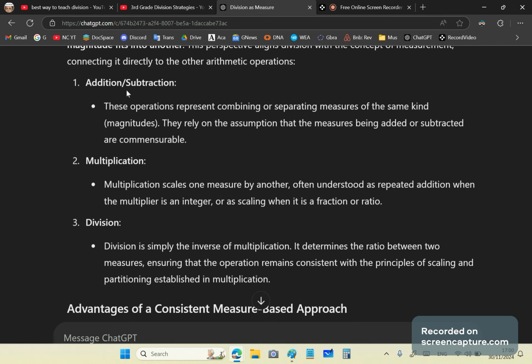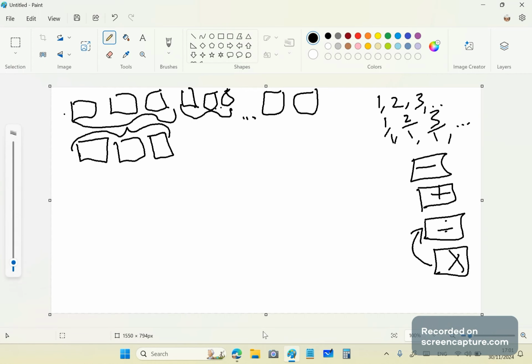And so ChatGPT again gets the order wrong here between addition and subtraction. It's subtraction and addition, not the other way around. These operations represent combining or separating measures of the same kind. They rely on the assumption that measures being added or subtracted are commensurable. Well, let's just see why is it we can say P minus Q, right? Or let's actually take numbers. We can say 3 minus 2 is equal to 1, right? 3 minus 2 is equal to 1.